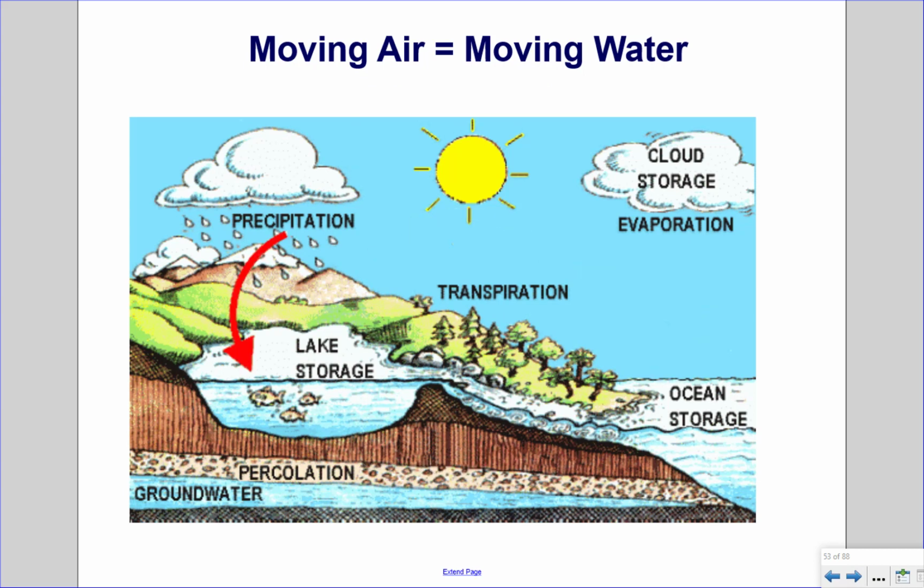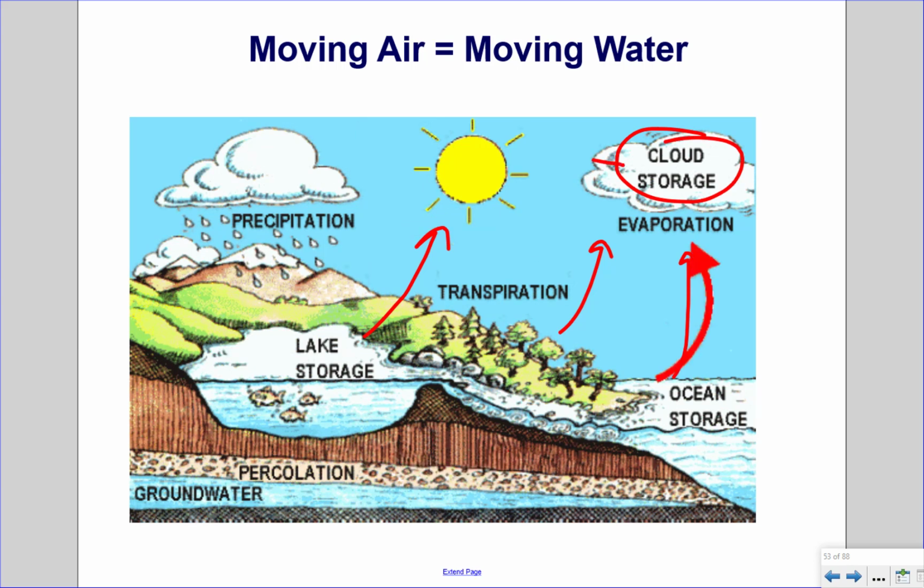Summarized in this diagram below is the water cycle. It starts when water evaporates, or turns from a liquid to a gas form, from the ocean storage, or from the leaves of plants into the air, or from other storage like the lake. And then the water condenses to form clouds.